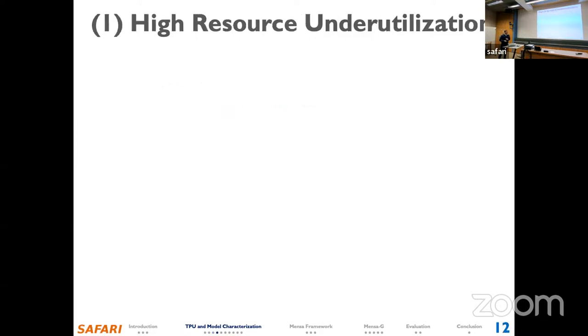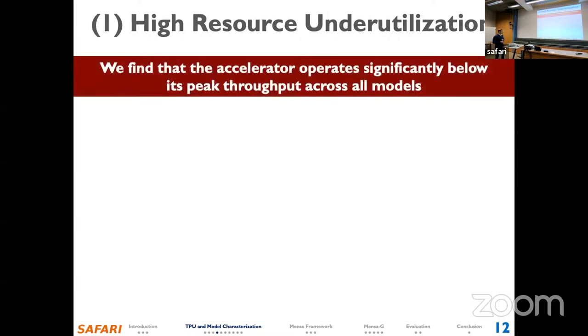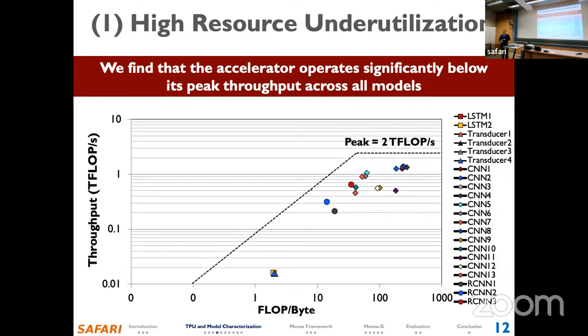Starting with the first problem, the low peak computation throughput. We find that, overall, when you run those models, the accelerator operates significantly below its peak throughput across all of the models. Here is an example of how you can observe that. What I'm showing in this plot is what we call a roofline model. The roofline model is a simple model that can be used to classify whether an application in a particular system is either compute bound or memory bound.